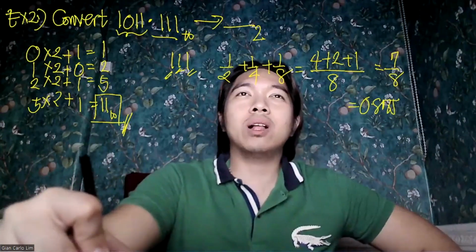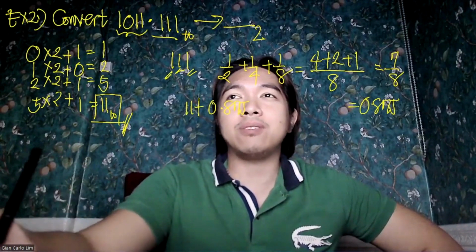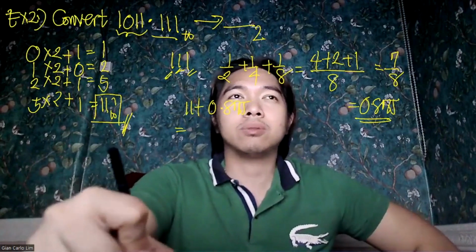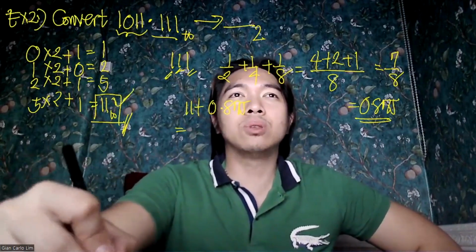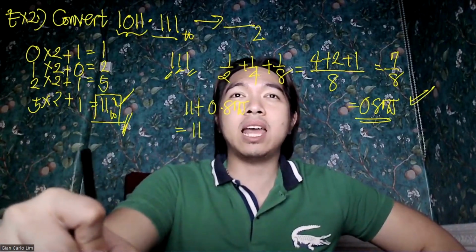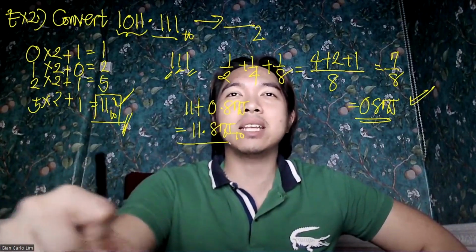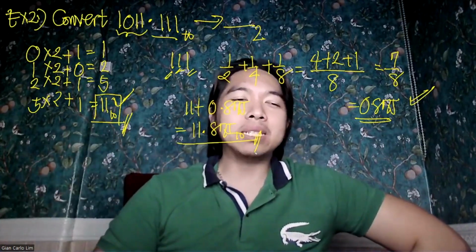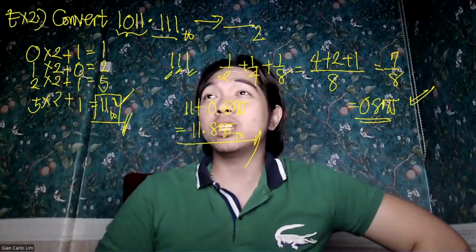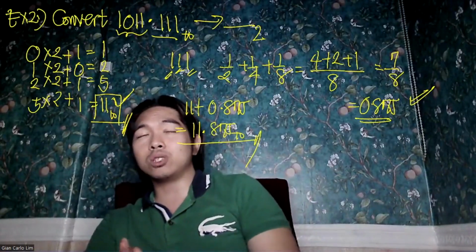So 1011.111 is equal to 11 plus 0.875. Itong dalawa, i-add natin. So yung nakuha natin whole number part at saka yung decimal part, i-add natin. So magiging 11.875 base 10. And that is now the answer. Kung mapapansin nyo, yung value kanina is 9 siya, pero tingnan nyo, pag ni-round off nyo, malapit pa rin siya dun sa number na yun. So, okay, yan lahat ng solutions for that one.